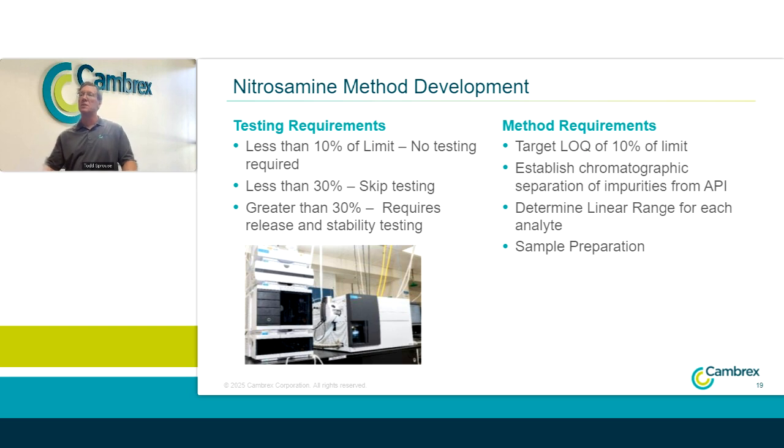As far as developing the method, starting with that LOQ and establishing the specificity by separating the nitrosamine impurities of interest from the API and establishing the linear range. We have a linear range for the small molecule nitrosamines, but we'll need to establish that for any NDSRIs that are provided for your drug product, and then really getting into looking at the sample preparation itself.